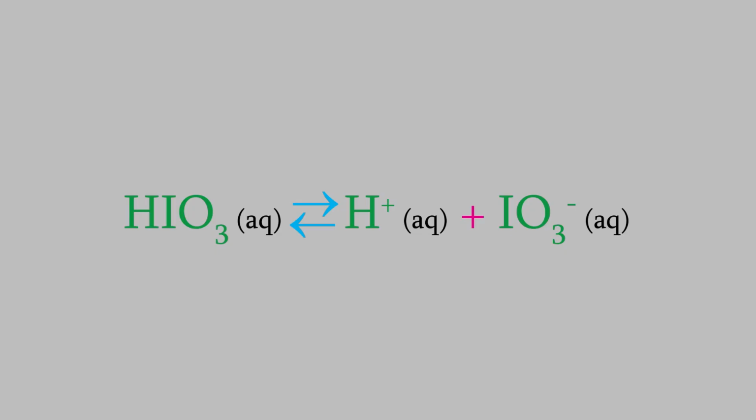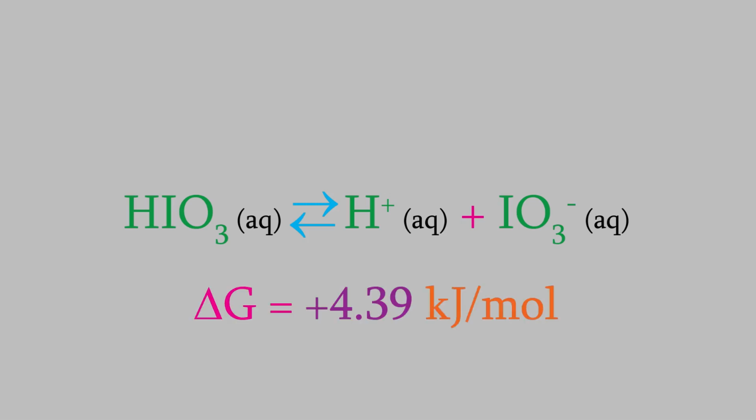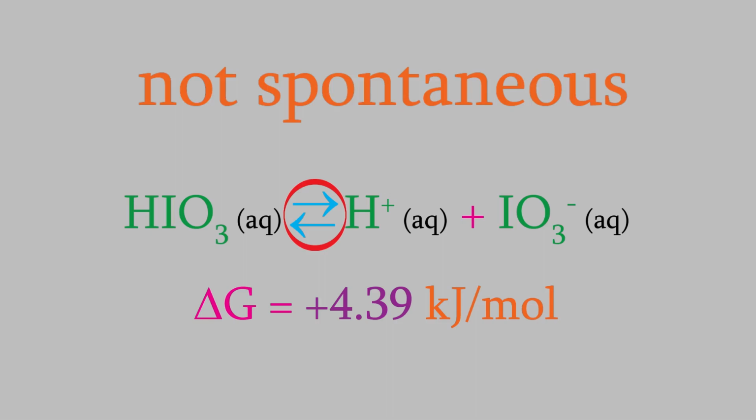In other words, a significant portion of the methanol molecules will be in the gas phase, even if the liquid phase is more favored. Here's another example in which iodic acid dissociates to form aqueous hydrogen and iodate ions. The Gibbs free energy of this reaction is positive 4.39 kilojoules per mole. Like the previous reaction, this reaction has a delta G between positive and negative 5 kilojoules, so this is a reversible reaction. But unlike the previous reaction, delta G is positive, so this reaction isn't spontaneous in the forward direction. Instead, the reaction favors the reactants, so the reaction is spontaneous in the reverse direction.